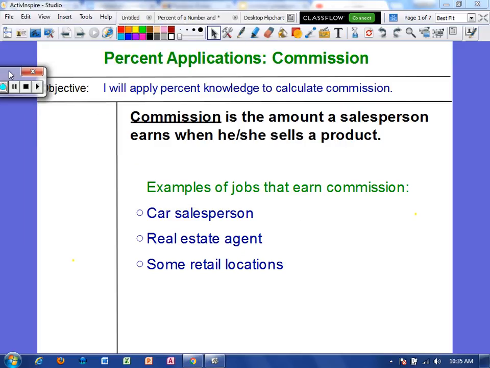Hey everyone. Alright, today's video is going to be over commission. Your objective: I will apply percent knowledge to calculate commission.